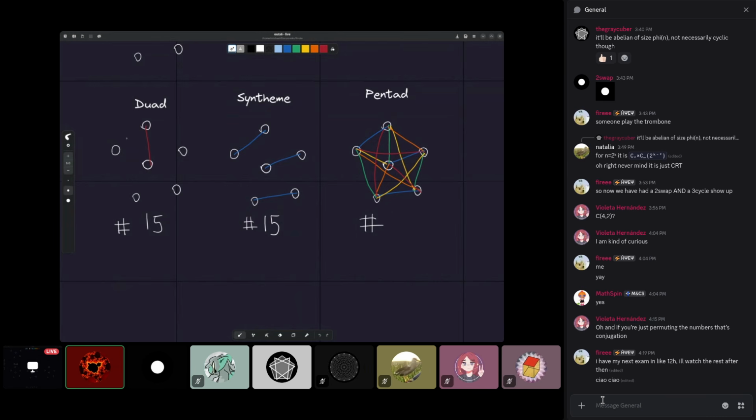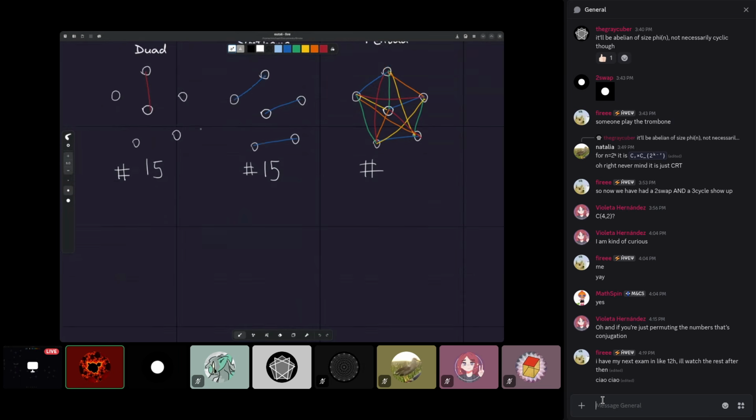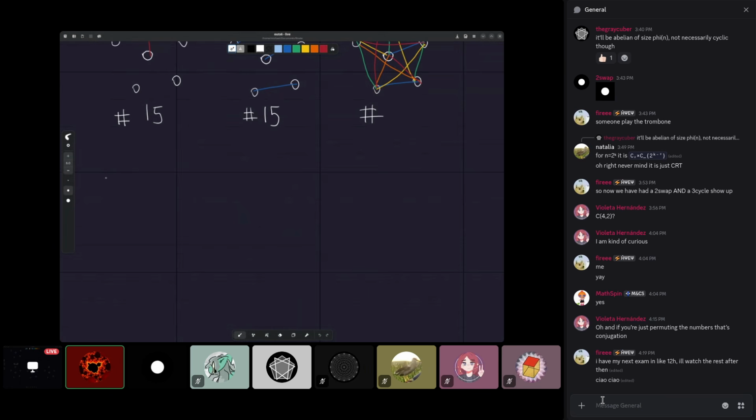So, okay. Let's prove some stuff about these 3 things. Fact 1. Every duad is in 3 synthemes.